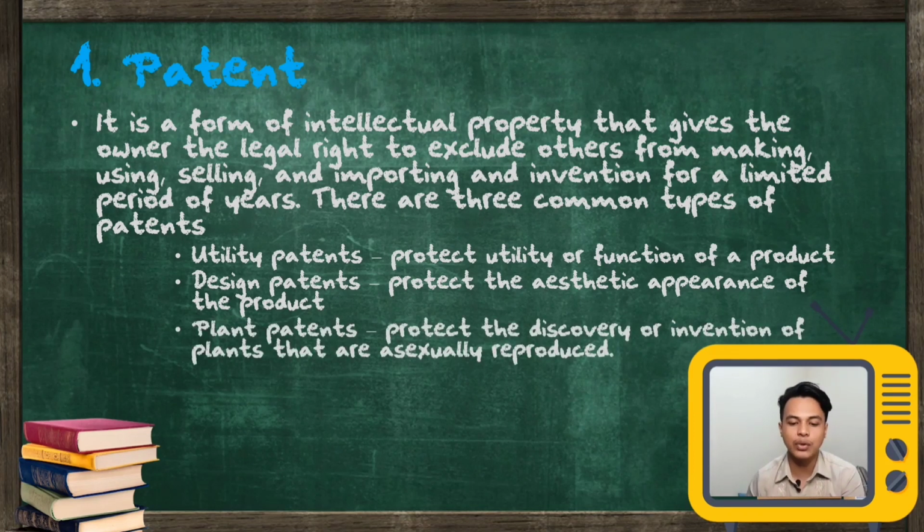And the third one, we have the plant patent. So for the plantitos and plantitas out there, okay, this protects the discovery or invention of plants that are asexually reproduced. So plants can also have intellectual property rights, especially those reproduced asexually. Say for example, you have a hybrid plant made through asexual reproduction, so you have the right for that plant hybrid.